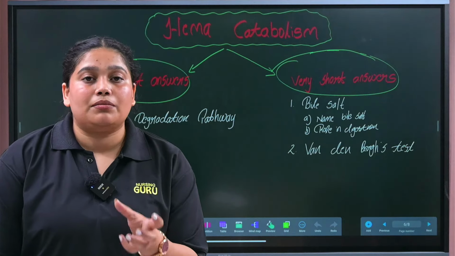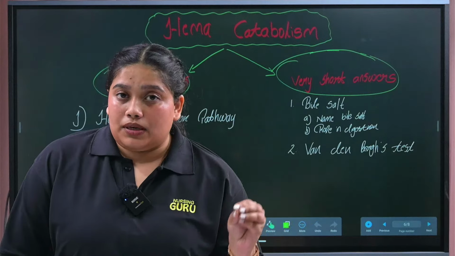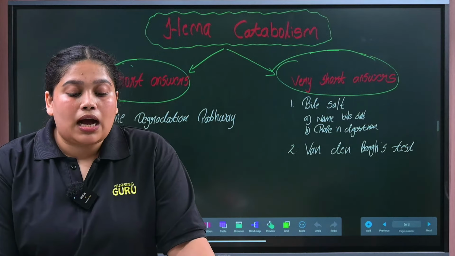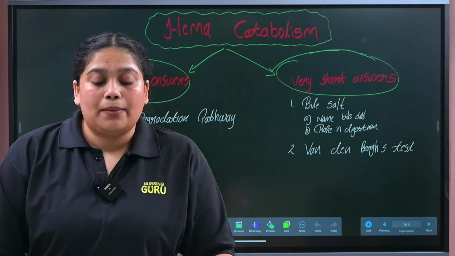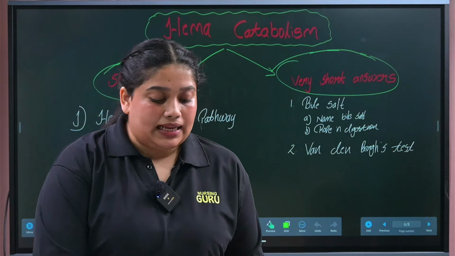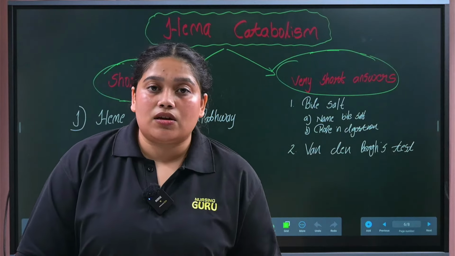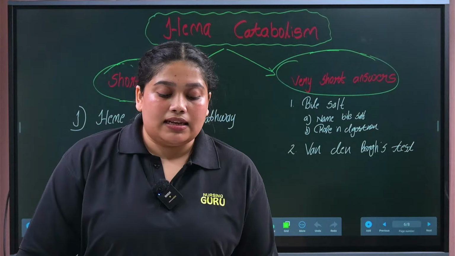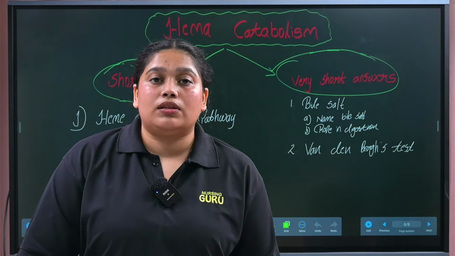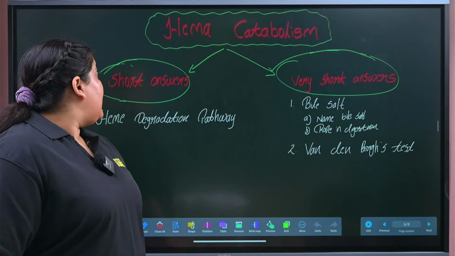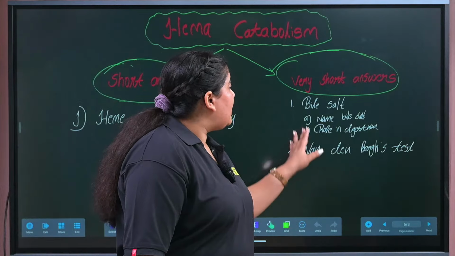You have a diagram that you have to draw in your answer sheet. Clear? And include other overviews of the heme degradation pathway. Clear? And there is some significance of heme degradation and associated disorders that you need to include in your answer sheet. Okay, that's all regarding the short answer. And next is the very short answer.